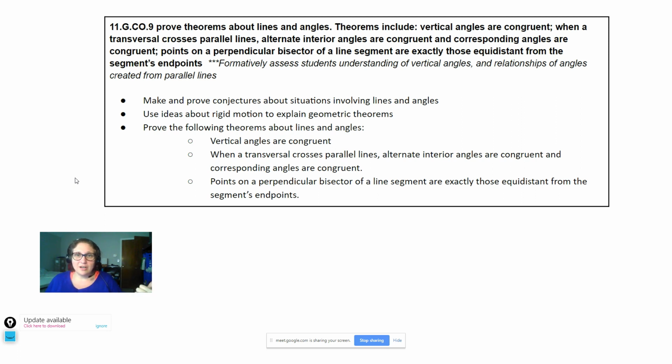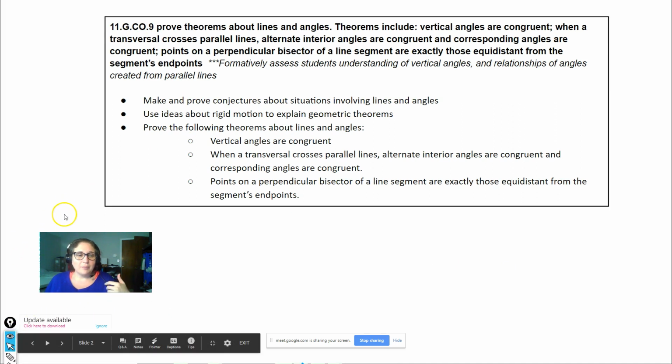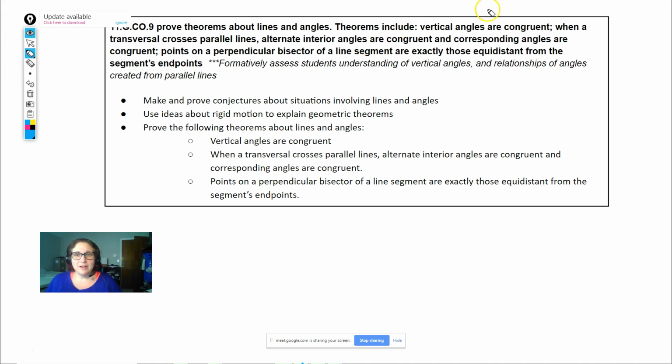So vertical angles are congruent. You need to know that piece of information. When a transversal crosses parallel lines, we have alternate interior angles and corresponding angles. Those are the types of things that you're going to have to be able to identify. Then we have the perpendicular bisector. You learned that if we have a perpendicular bisector, it forms an unlimited number of isosceles triangles above and beyond. Again, know that vertical angles are congruent, alternate interior and corresponding angles, and the perpendicular bisector.